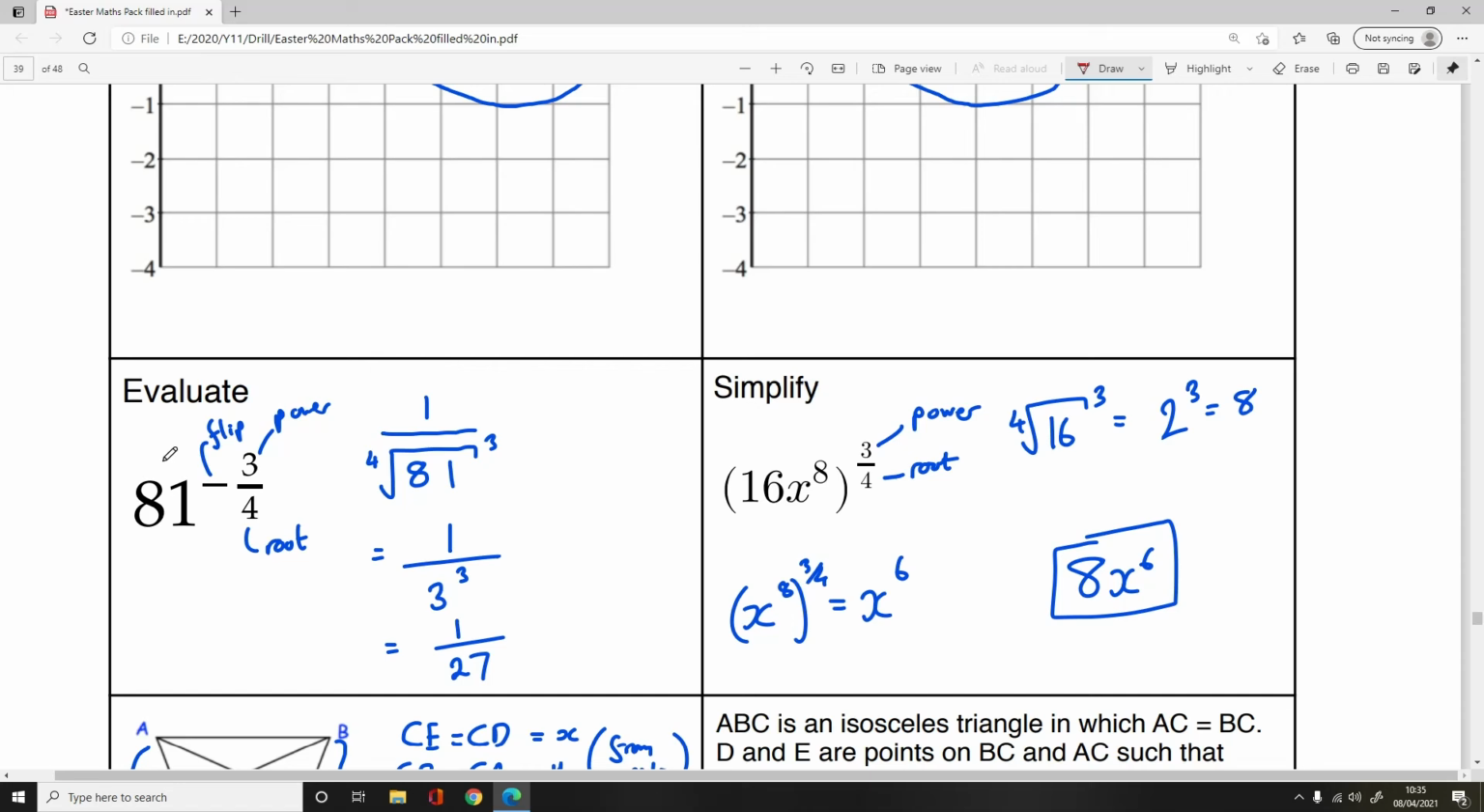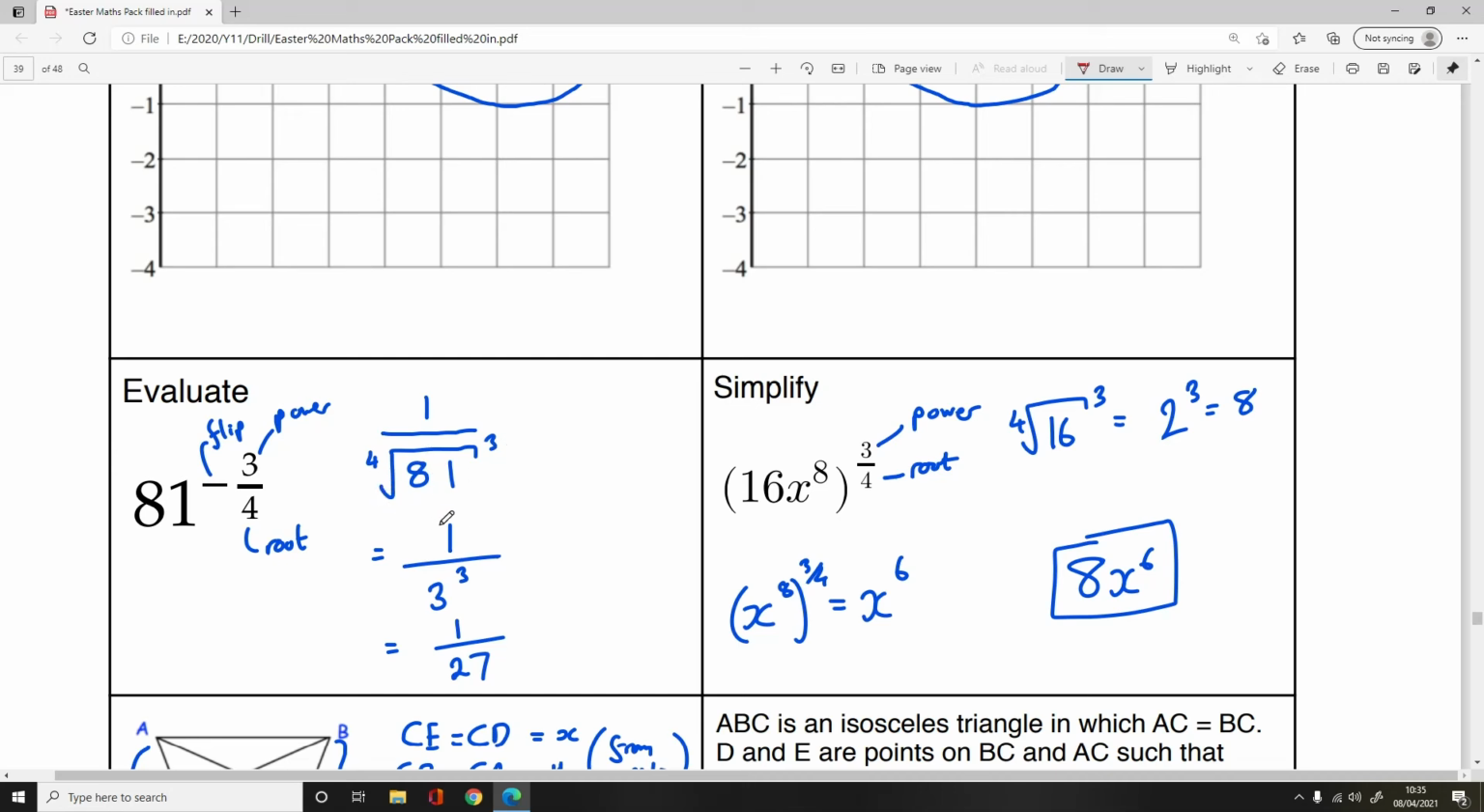Okay, then a little bit of indices again. Minus 3/4, that means we're going to flip the fraction. Because of the minus, we're going to use a power of 3, we're going to use a root of 4. We talked about this loads. So 1 over, because of the minus, and then 4th root, and then 3rd power.